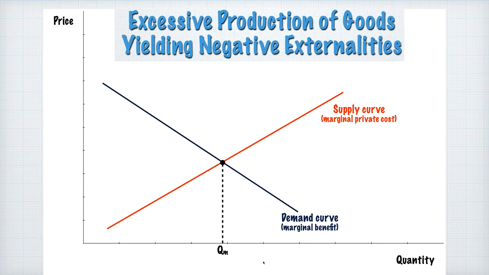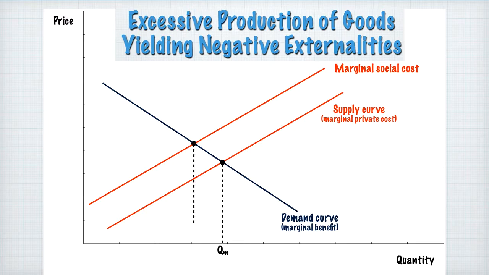Now, if the firms were to actually realize those external costs, we would have a different supply curve. So it would shift to the left, and the new equilibrium would be QE, which is less than QM. And the vertical distance here is the cost per unit of those externalities.